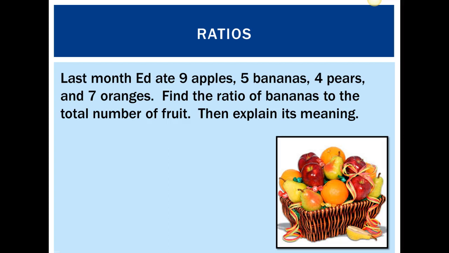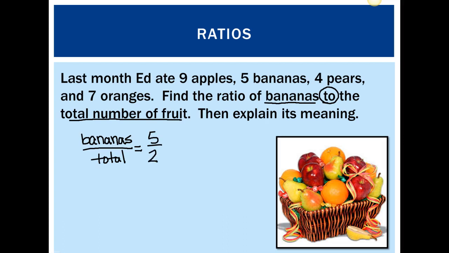Last month, Ed ate 9 apples, 5 bananas, 4 pears, and 7 oranges. Find the ratio of bananas to the total number of fruit. Then explain its meaning. Since we want the ratio of bananas to the total number of fruit, we will have to add up all the pieces of fruit. There are 5 bananas, and there are 25 pieces of fruit in total, including the bananas.